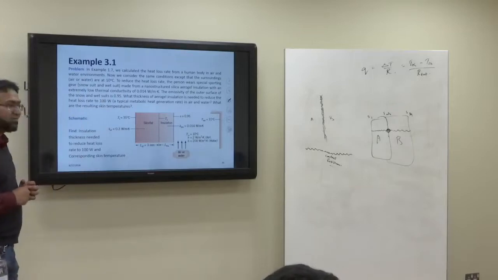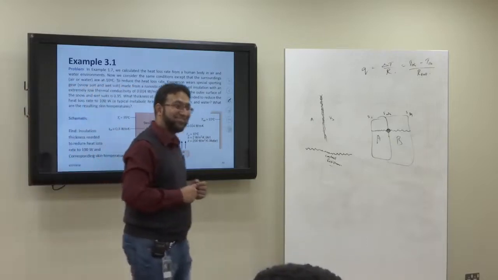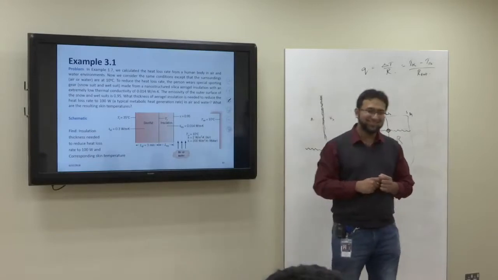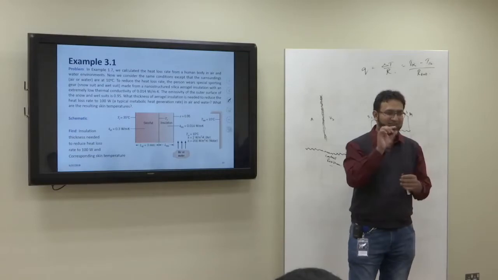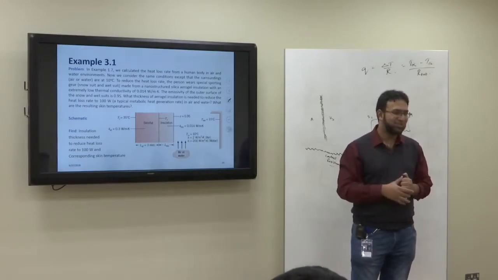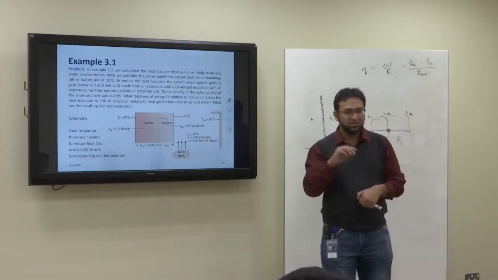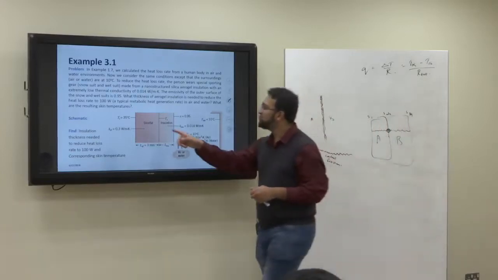In example 1.7, they want us to move back to chapter 1. Do you remember a problem where we discussed the human body? It has a skin, fat layer, and how much heat is transferred from the skin. So it's the same problem, but now they say that over the skin, a person is wearing a snow suit. What do they call it? Snow suit or wet suit.